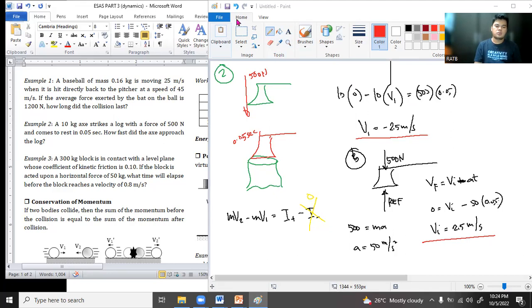And then we go to number 3. By the way, never mind the negative sign for V1 using impulse and momentum. You may just take the absolute value of that, so for you to have the answer 2.5 meters per second. Okay, we then go to number 3.